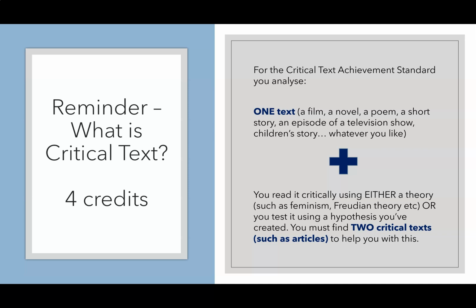The key bit to remember here for the standard is that you must have 2 critical texts. They should be articles, and they should be articles by experts on the subject. So you can't just find a review. You want to look at perhaps university scholars or people who've done quite a lot of research on a particular author or director. And your teachers can help you with that.